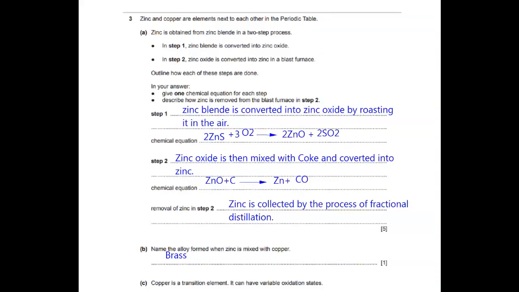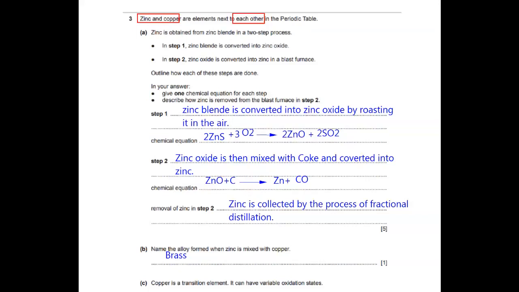So let's start here. They say that zinc and copper are elements next to each other in the periodic table. So one thing that you need to realize is that zinc and copper are lying right next to each other in the periodic table. Zinc and copper are essentially called transition elements.